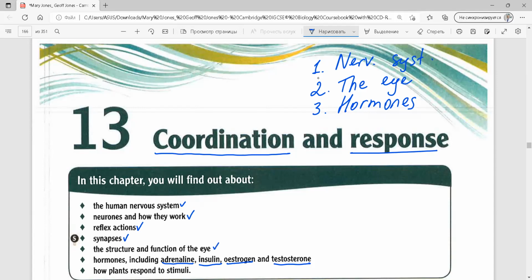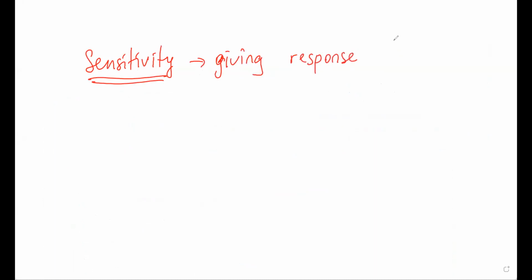Then we will talk about the function and structure of the eye. Then about hormones, and the last part of our lesson will be about how plants give response. As you remember, one of the common properties of living things was sensitivity. We said that sensitivity is giving a response to the stimuli.